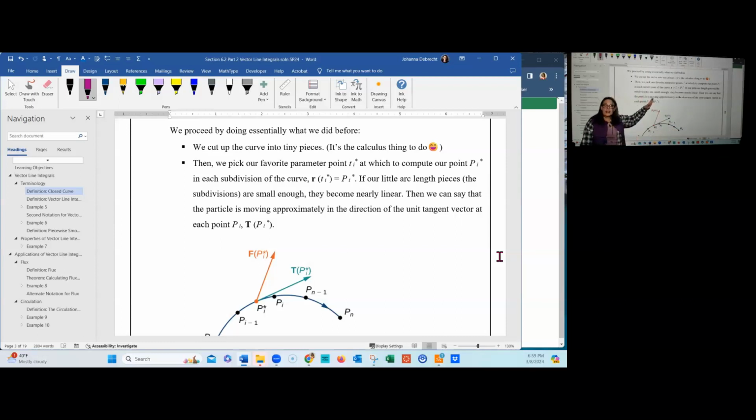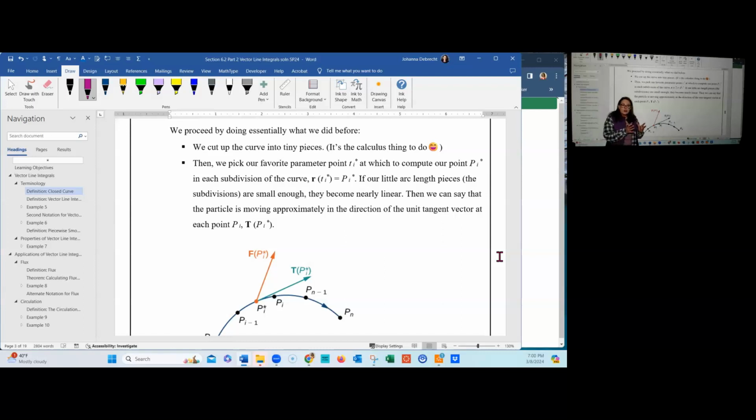Then we're going to pick our favorite parameter value, T sub I star. And at T sub I star, we're going to compute our point, P sub I star, which is inside of the subdivisions. P sub I star, notice, is here in the ith subdivision of this curve, from P sub I minus 1 to P sub I. P sub I star is the point at which we want to evaluate the parameterization of the curve. R of T sub I star gives us P sub I star.